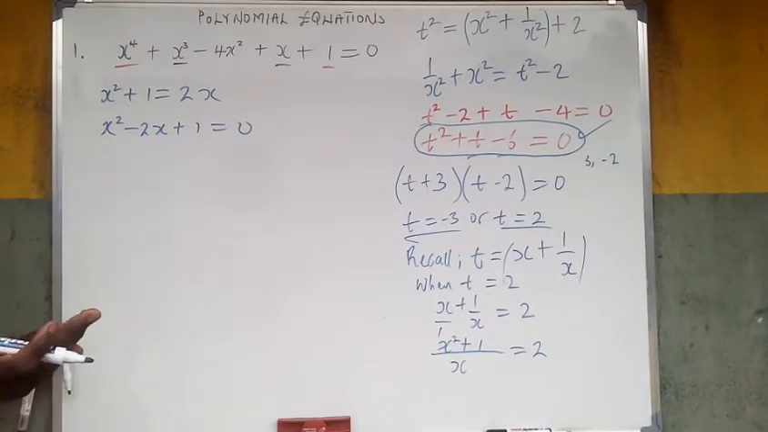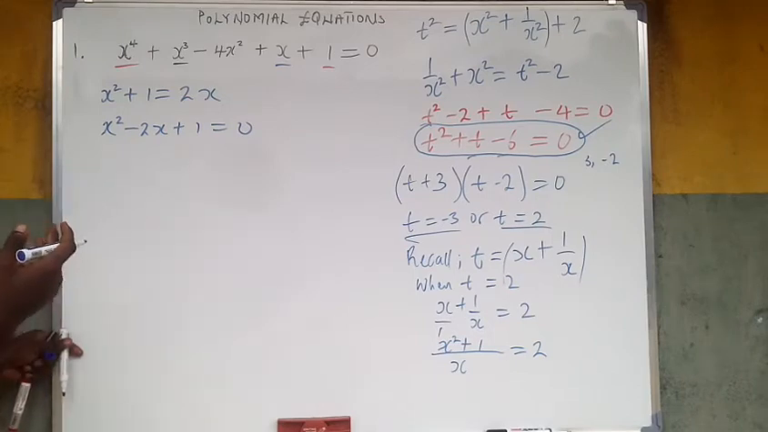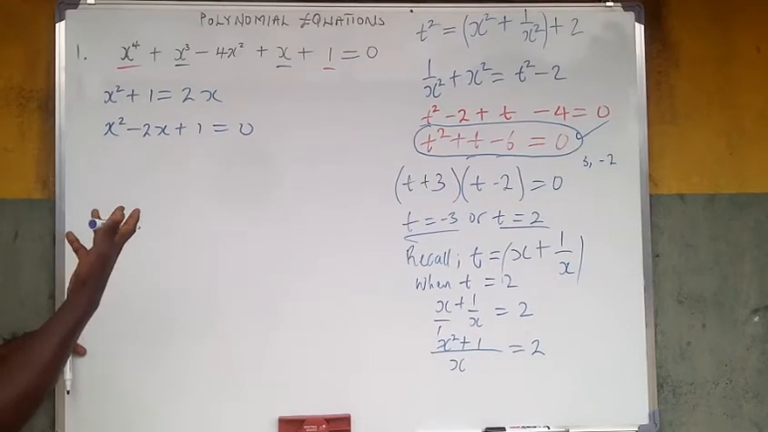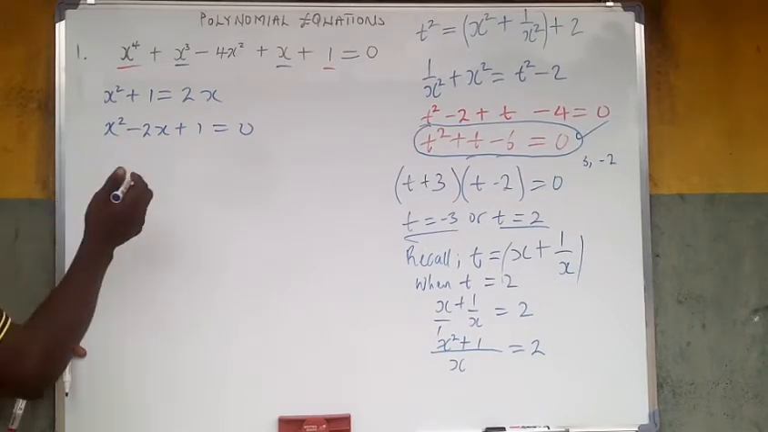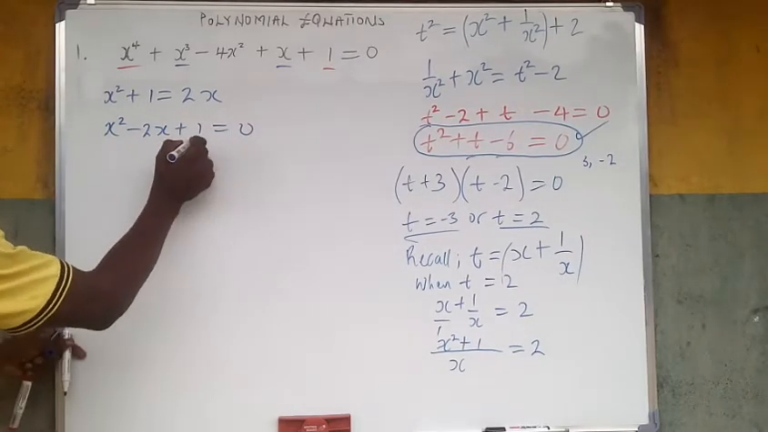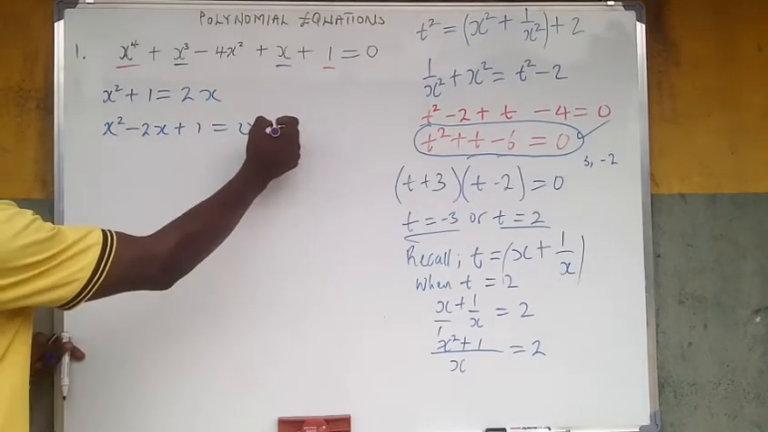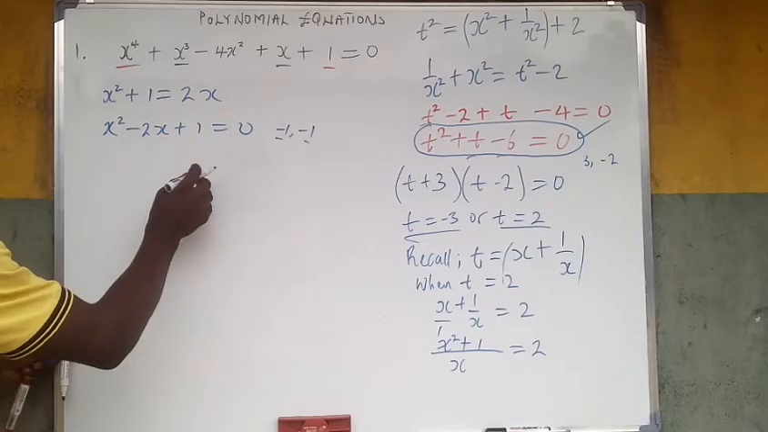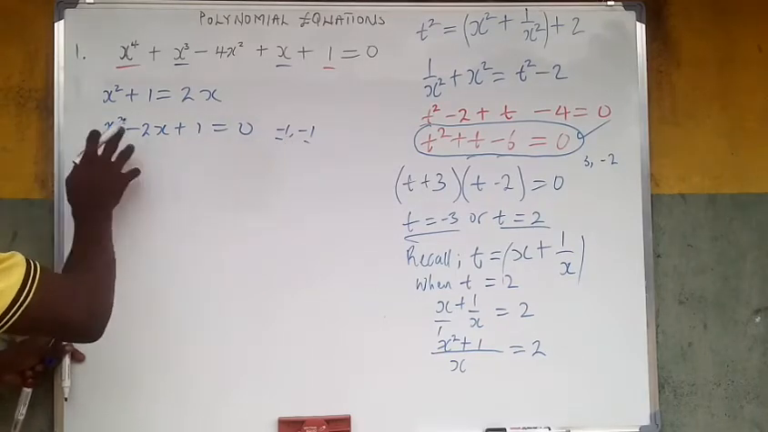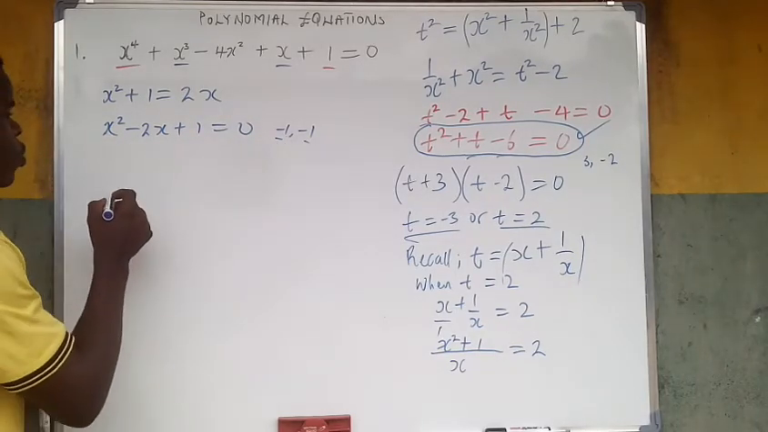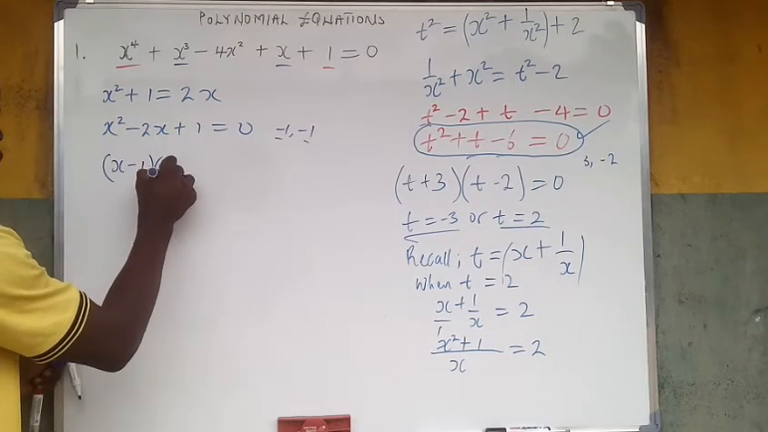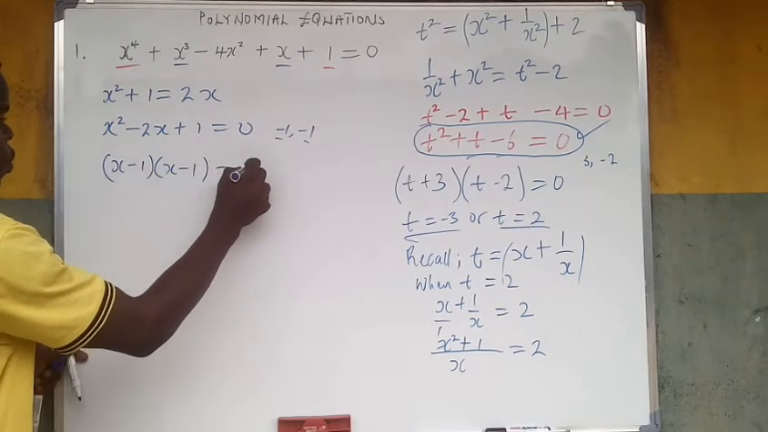Looking at this, let's use the factorization method. So which two factors satisfy this? That should be negative 1 and negative 1. Their product will give us positive and their sum will give us negative 2. So the two factors are (x minus 1) and (x minus 1), equal to 0.